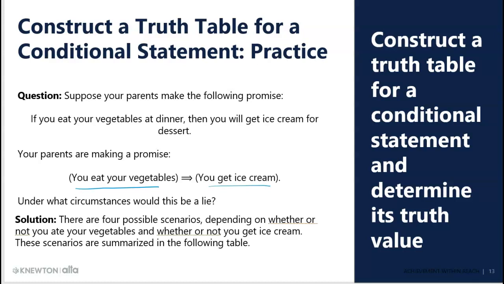But what if you leave your vegetables on your plate? You don't expect to get ice cream. That wasn't part of the deal. But if you get ice cream, you don't say, hey, you broke your promise. No, because the promise was based on this, so it has nothing to do with that. So the promise could still be true. So if you eat your vegetables and don't get ice cream is the only time you can call your parents or grandparents a liar. All the other times, if you don't eat your vegetables, consider it a bonus if you get ice cream, but they weren't lying. Okay?